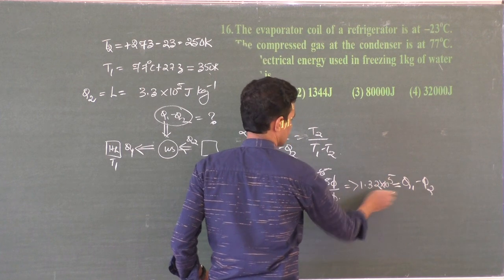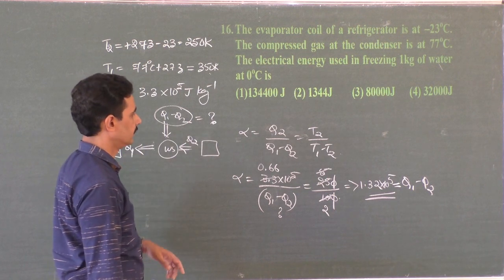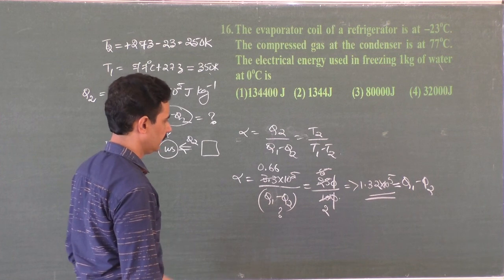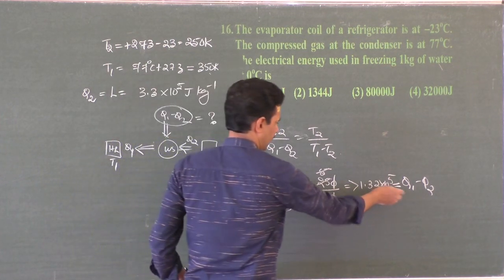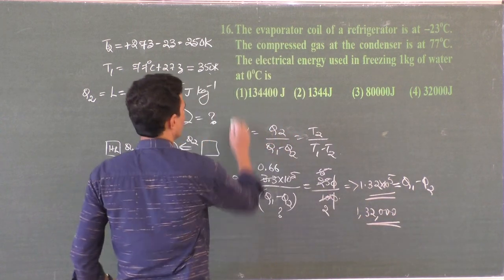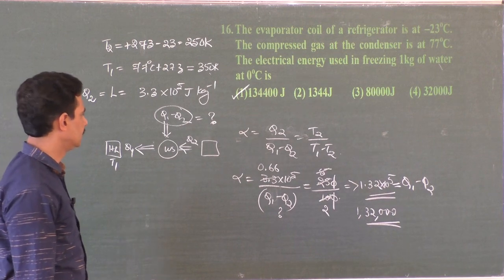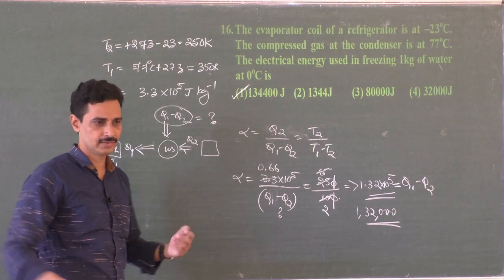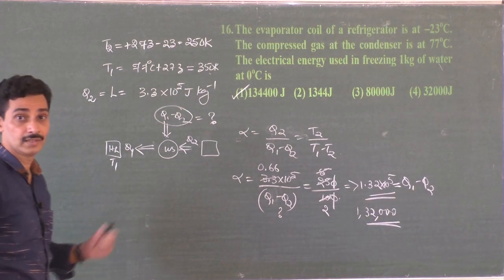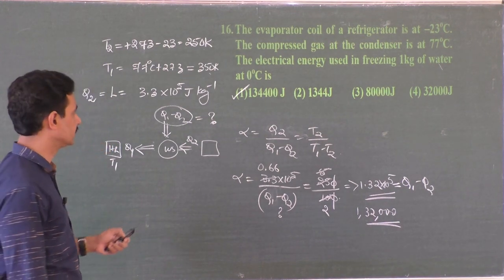Which answer is almost nearer, because they have not given the latent heat, but still we have assumed it. Here we have 134, it is okay, and if you multiply, 1,32,000 joules. That much of heat energy is used from the electrical energy to compress the gas. So if you don't know the theory, you can't answer the questions. You must have strong knowledge of the theory.